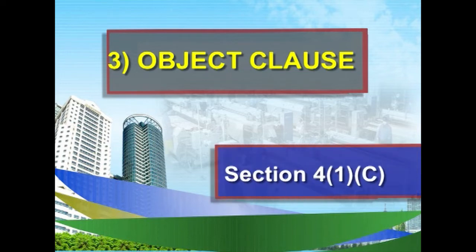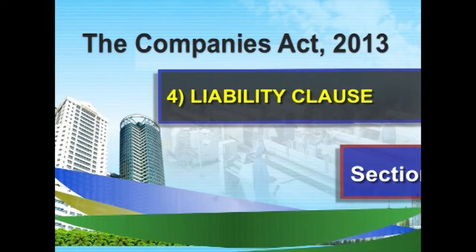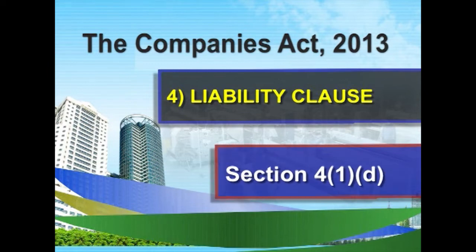According to section 4 subsection 1 clause C of the Act, the company should mention in the third clause the object for which the company is proposed to be incorporated and any matter considered necessary in furtherance thereof. 4. Liability clause. According to section 4 subsection 1 clause D of the Act, the fourth clause has to state the nature of liability that the member incurs.